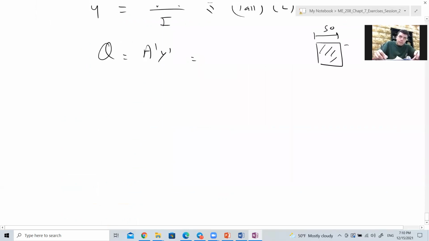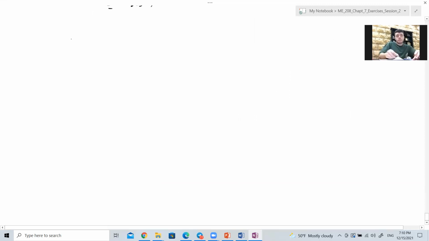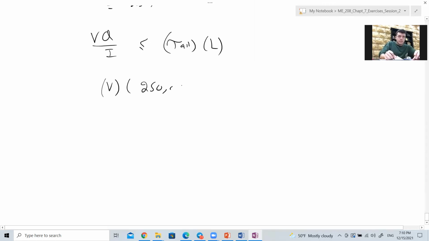It is 50 by 50, and the Y prime is the distance between the neutral axis and the centroid of this part. We know this distance is 75, so Y prime is 75 plus 50 over 2, meaning plus 25, which is 100. So Q is 50 times 50, which is area prime, times Y prime, which is 100. That gives 250,000. So VQ over I should be less than or equal to tau allowable multiplied by the length of the glue. We want V. Q is 250,000.